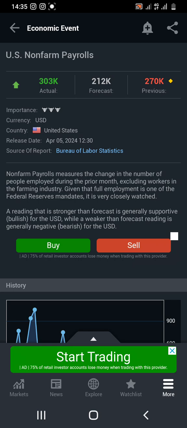You can go to your Binance app to take your trade, or KuCoin or Bybit. So always do your fundamental analysis first.